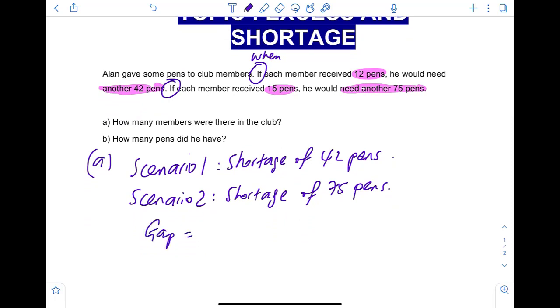So we can actually find the gap and the difference as well. So the gap, if both cases are the same, both are shortages or both are excesses, we need to do a subtraction. 75 minus 42, this will give us 33.